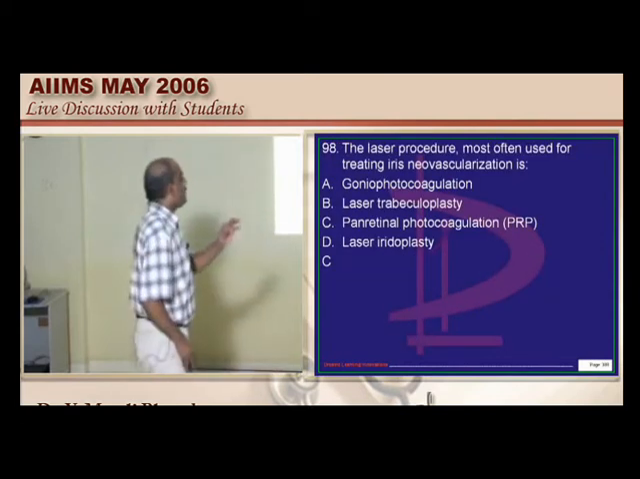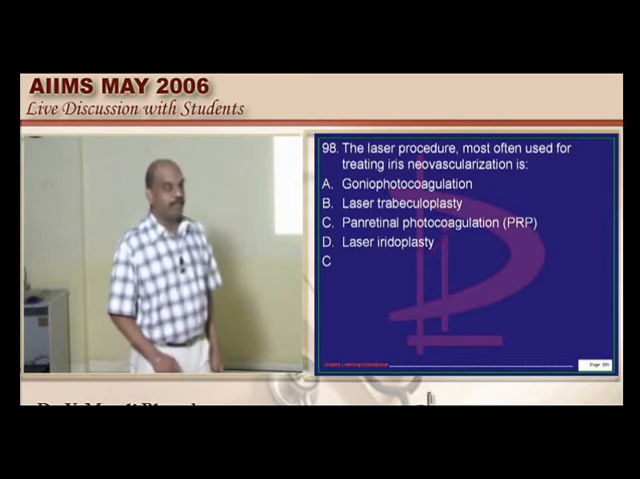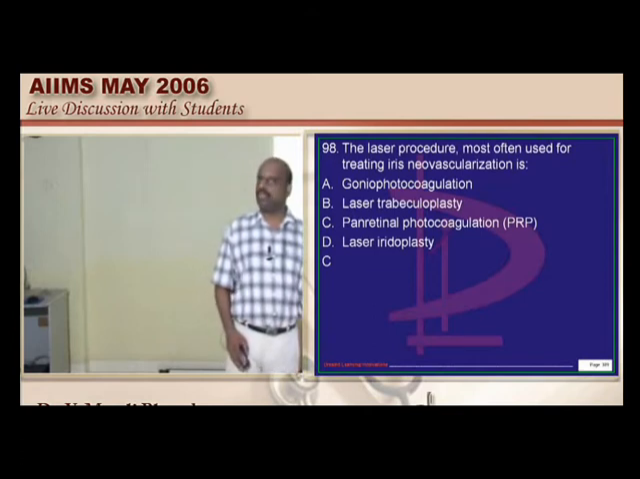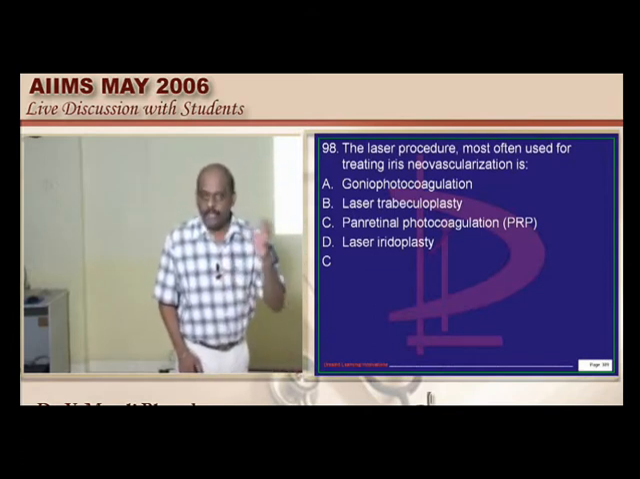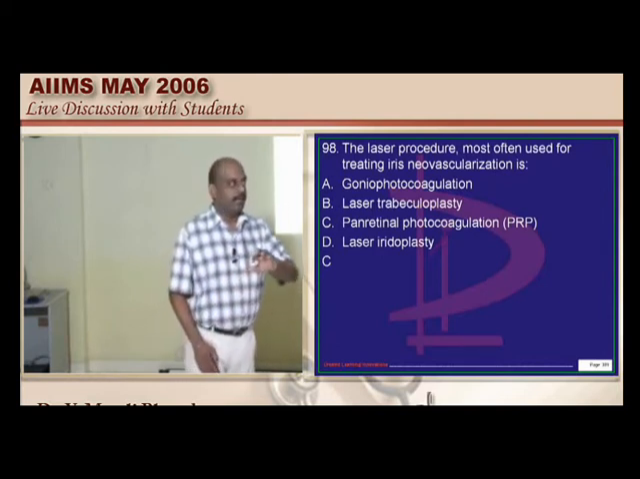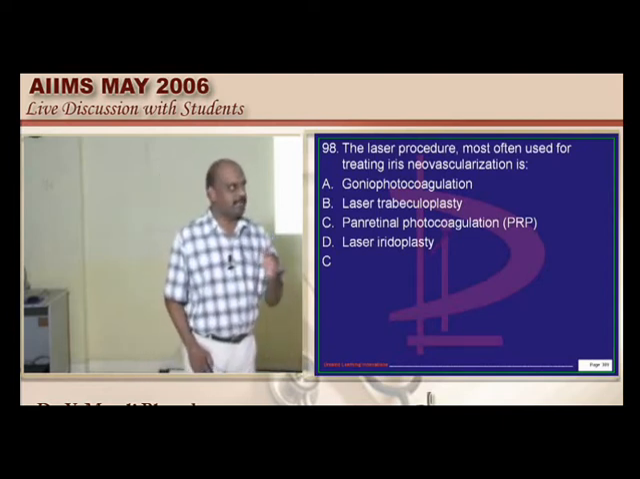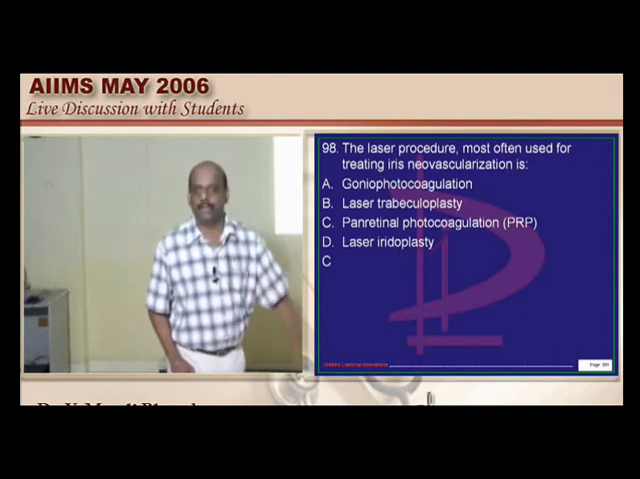Which laser procedure do you want to do for the neovascularization of the iris? Recently we discussed the state AP entrance 2006 question paper also. Diabetic retinopathy, in that you have proliferative, non-proliferative, cystoid macular edema stages. In which stage, how do you want to manage, is one of the favorite questions, because in this country, doctor, diabetes and blindness are very closely related to each other.